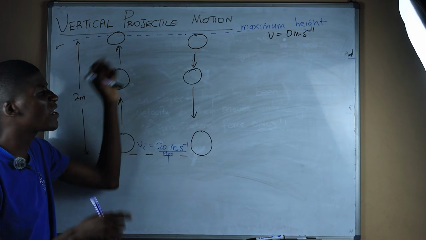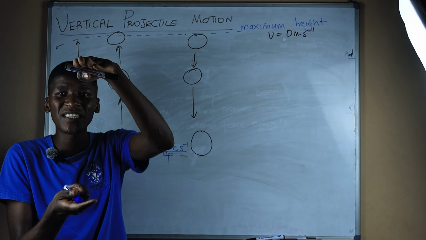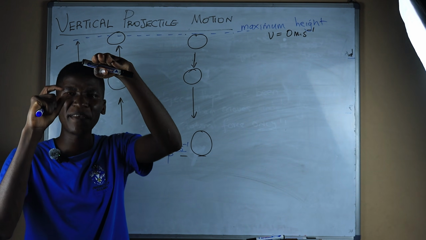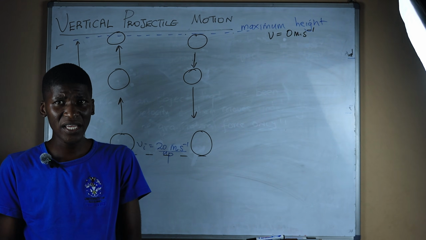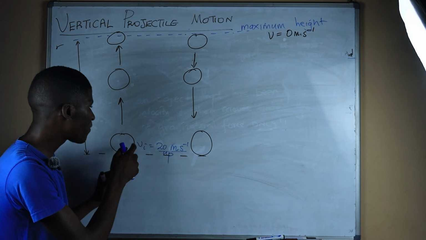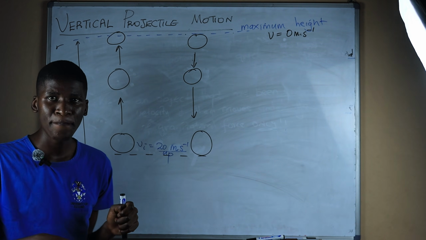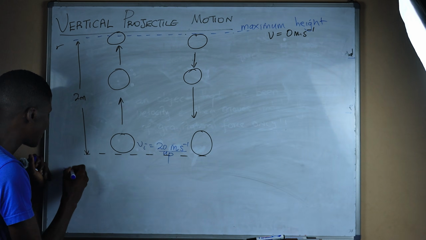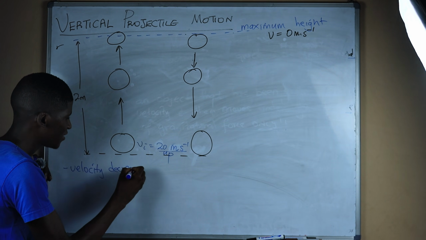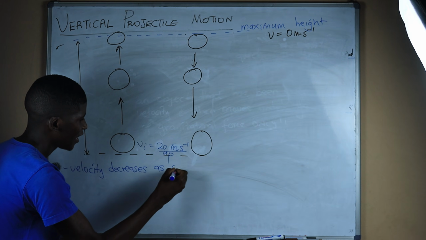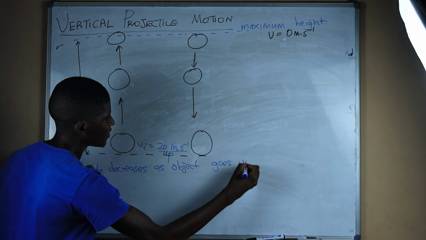But this happens only for a short while. So basically when you throw the object up, it reaches a maximum height, it stops for a bit, maybe for less than a second, and it comes back to your hand again. So basically what's happening here, the velocity decreases as the ball is going up into the air. So we can say that velocity decreases as the object goes up.